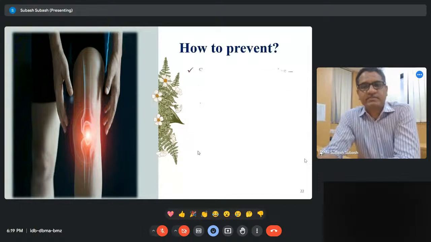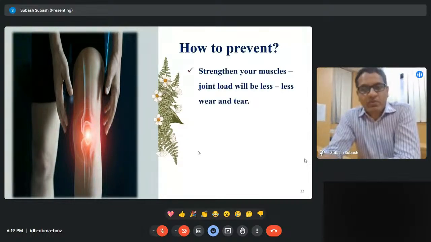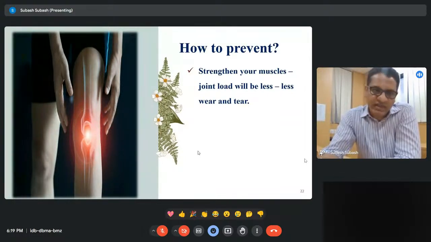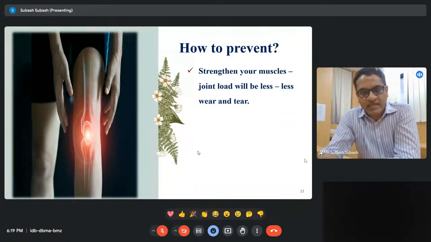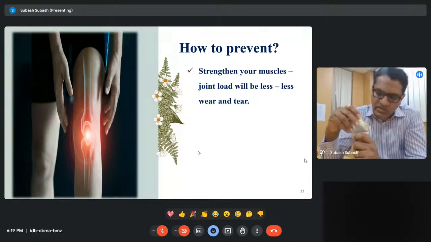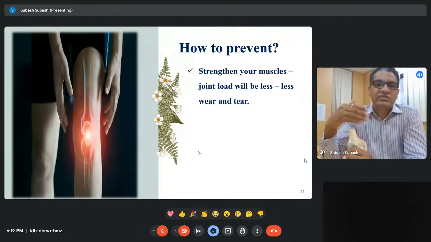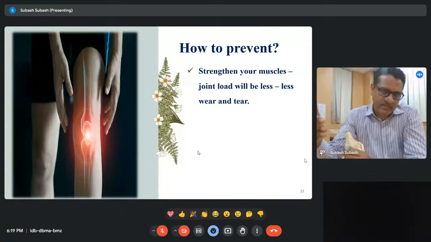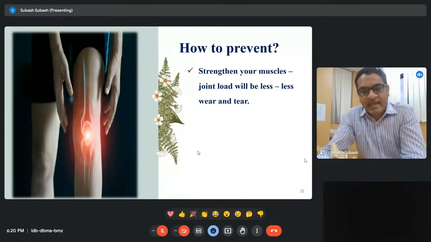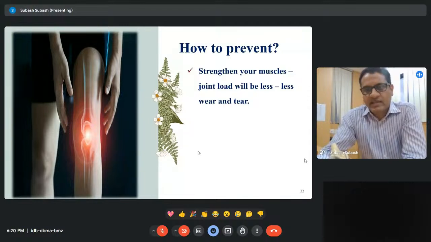So how to prevent? As I said, we cannot prevent, but we can support the structures around it. We can delay the process of it. The muscles around the knee joint are very, very important. If you do good exercises and keep your muscles strong, the load on the knee joint is reduced. When the load on the knee joint is reduced, obviously the slowing of the arthritis process happens. If the muscles are not strong, then the wear and tear happens much faster. That is why we emphasize activity, walking, and regular exercises.